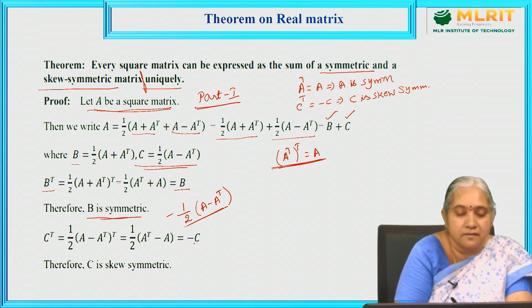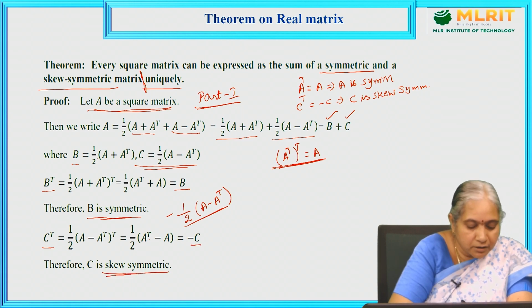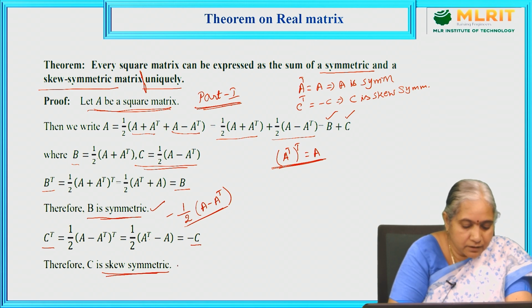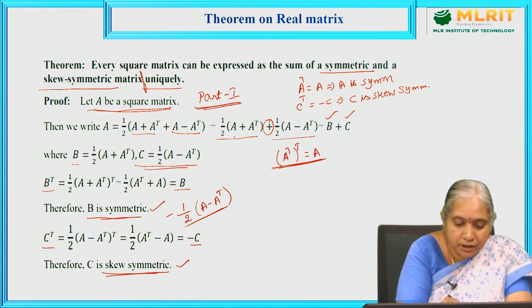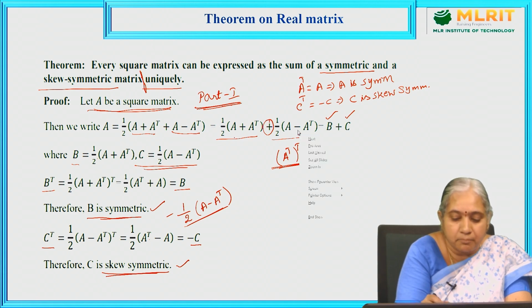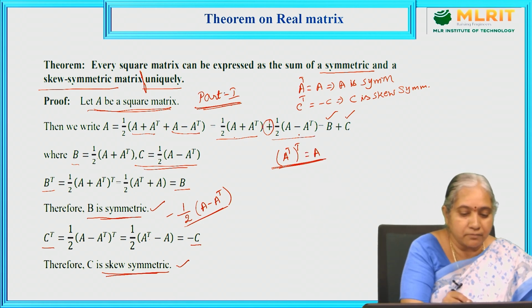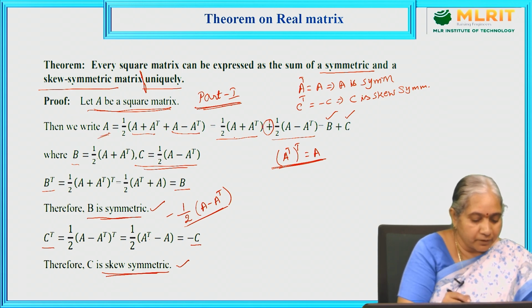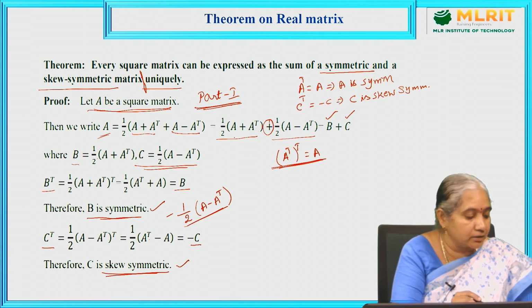So it becomes minus C. If C transpose equals minus C, then we say that C is a skew symmetric matrix. That means in part 1, we proved B is a symmetric matrix and C is a skew symmetric matrix. So what is A? A can be written as the sum of a symmetric matrix and a skew symmetric matrix. B is symmetric and C is skew symmetric. So part 1 is completed, that is, every square matrix can be expressed as the sum of symmetric and skew symmetric matrix, and this representation is unique, that is part 2.